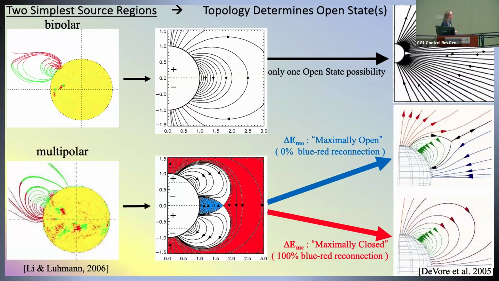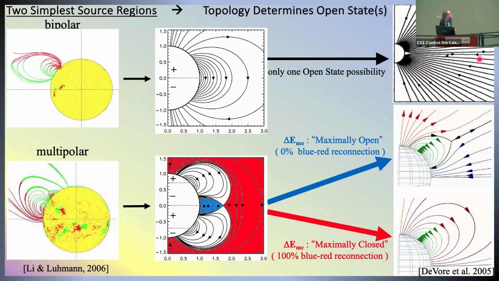And so what do I mean by open state? I'm going to say if this is a potential field, if you want to answer the question, how much energy could I possibly put into this magnetic field? The answer is, I open every field line to infinity. I just open all of the closed flux. And so that's this configuration here. It's all open at the top, it's all open at the bottom.